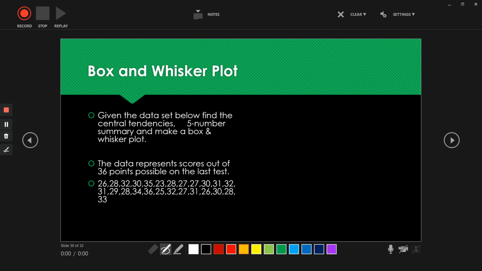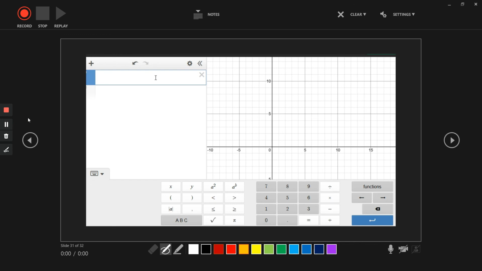Given the data set below, find the central tendencies, 5-number summary, and make a box and whisker plot. The data represents scores out of 36 points on the last test. So here's a bunch of data right here. All right, so we're going to do this on the calculator. Okay, so I'm going to type A equals, and I'm going to type in all that data. Make sure that you use the hard brackets here around the data that's under the ABC button.